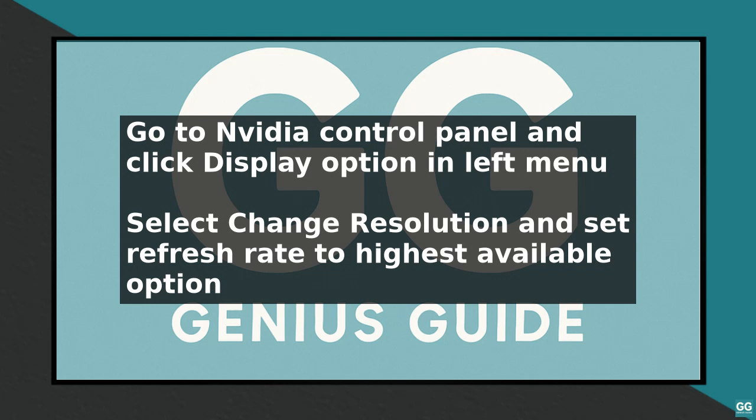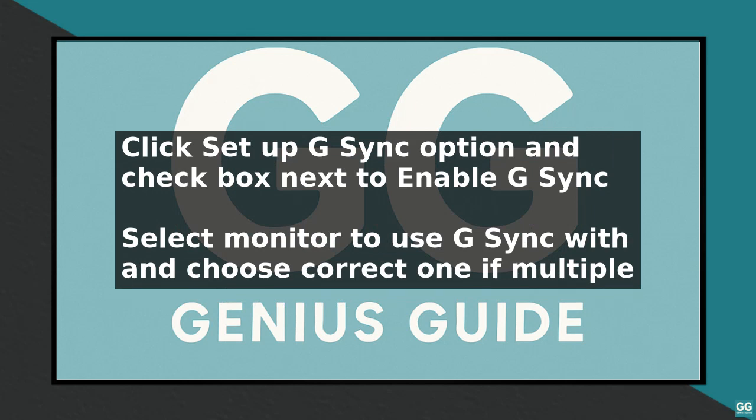In the next step, you will need to choose the G-Sync mode. There are two options: full screen and windowed. Full screen mode provides the best performance, but windowed mode can be useful if you need to run other applications at the same time. Once you have selected the G-Sync mode, click Apply to save the changes. Your monitor may flicker or go black for a few seconds as the settings are applied.